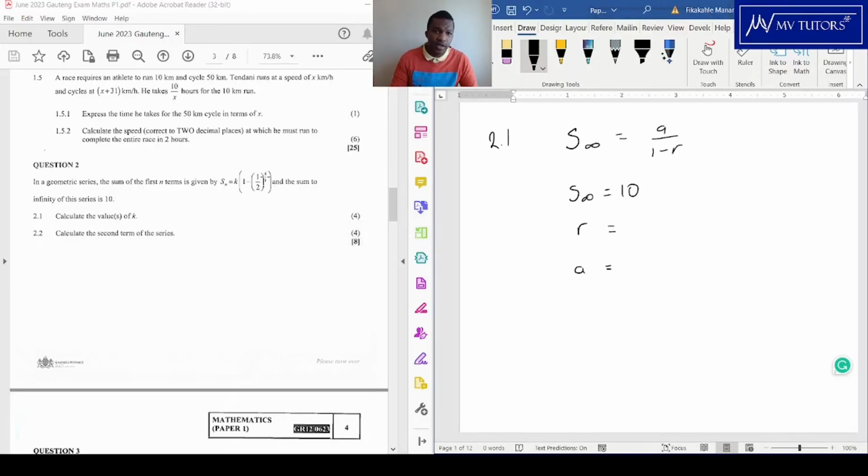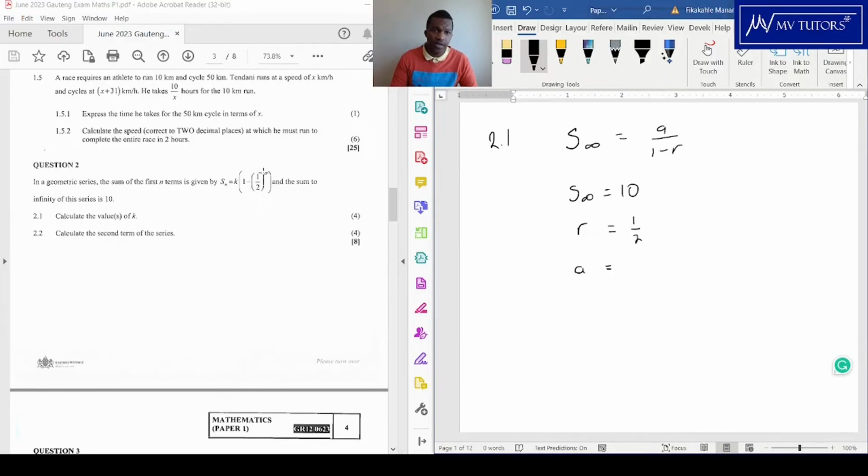r, we know that in a geometric series, whatever is in brackets to the power n, or whatever the exponent is, the fraction or number inside the bracket gives us r. So in this case it's a half, and it has to be between -1 and +1 if we can sum to infinity. Now we need the value of a.